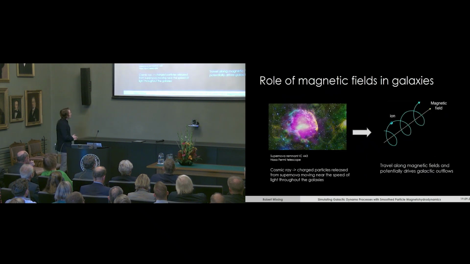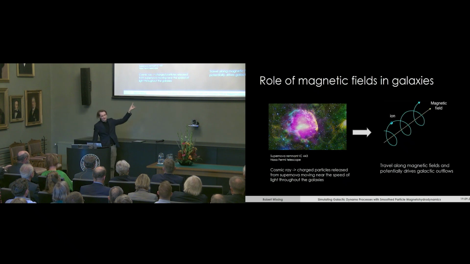Second, it is also very important when it comes to cosmic rays. As Gunnar showed, he had an instrument with 2 magnets and cosmic rays coming in and bending. Cosmic rays are released in supernova explosions, and these are highly energetic particles moving near the speed of light. They get trapped by the galactic magnetic field, and it is believed that they can potentially drive galactic outflows.